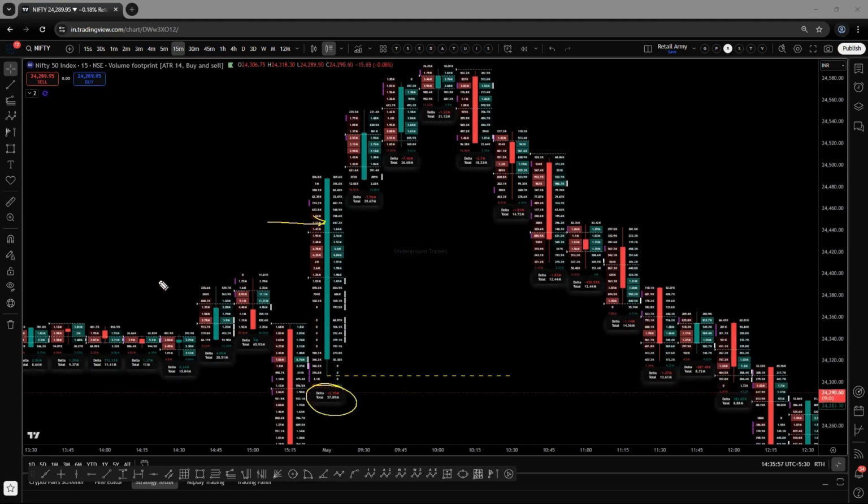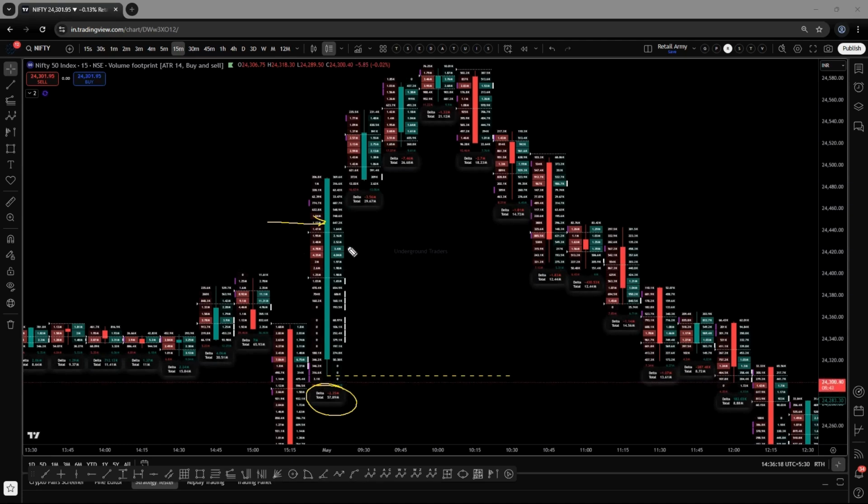What has happened here is the delta, now what is delta? All that I've already explained. Delta is negative, meaning actually somebody has sold. There's some selling happening. So now we don't know for sure whether it's a retailer who's been trapped or whether it's the smart money or the FIIs who are trying to short the market, right?